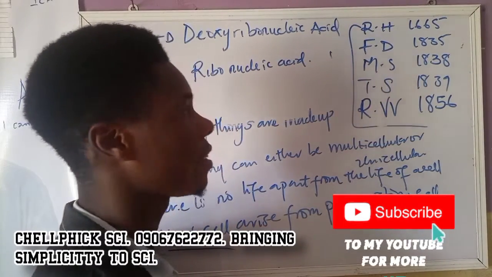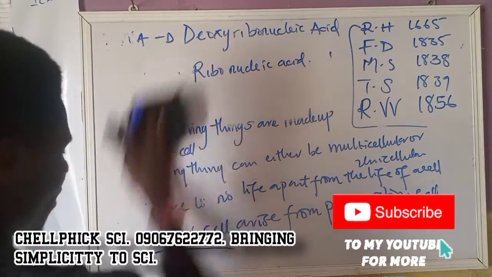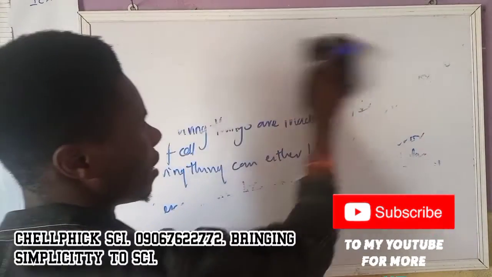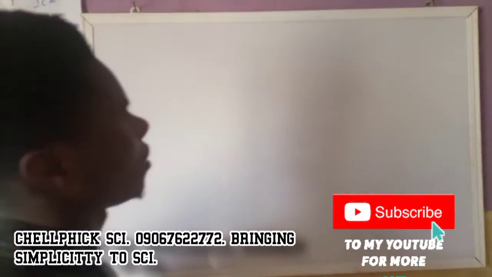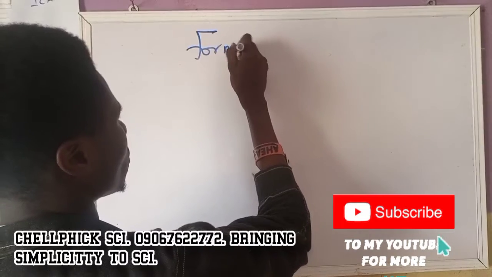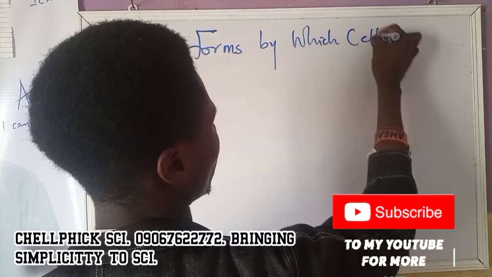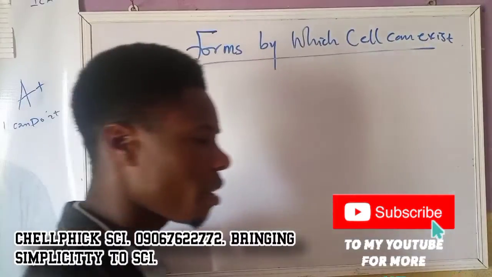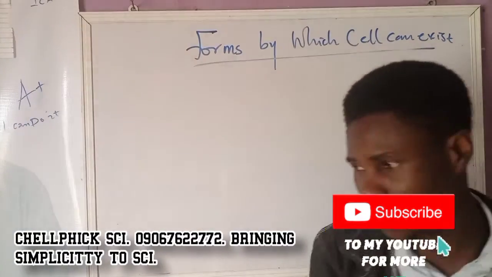So today we'll be looking at the forms by which cells can exist. There are many forms by which a cell can exist. That is, these cells that we're talking about, how can we see them in different ways?